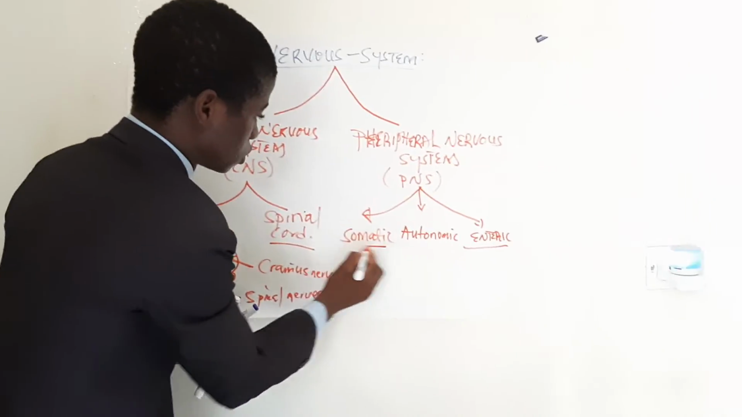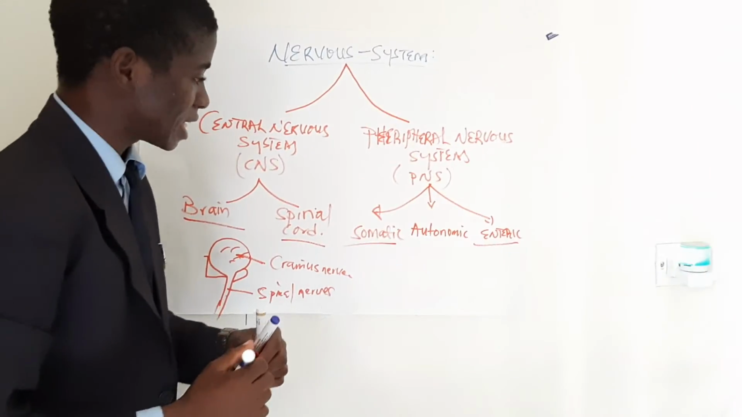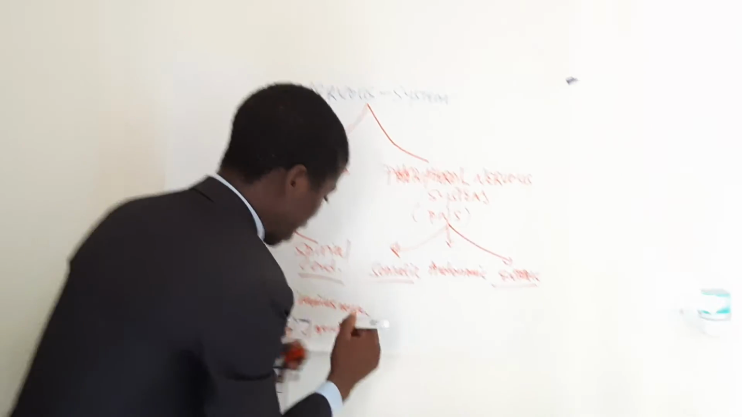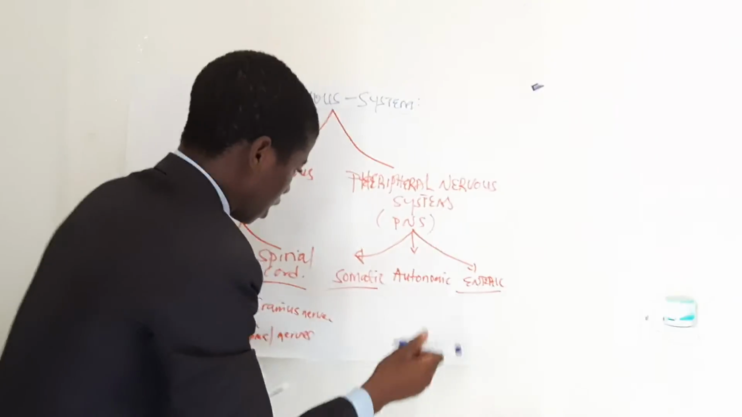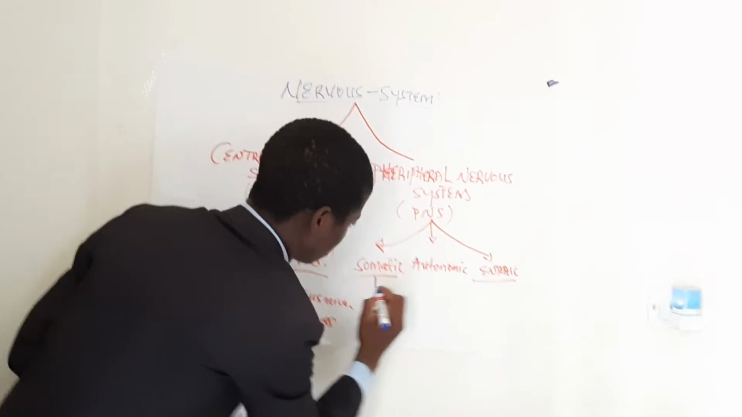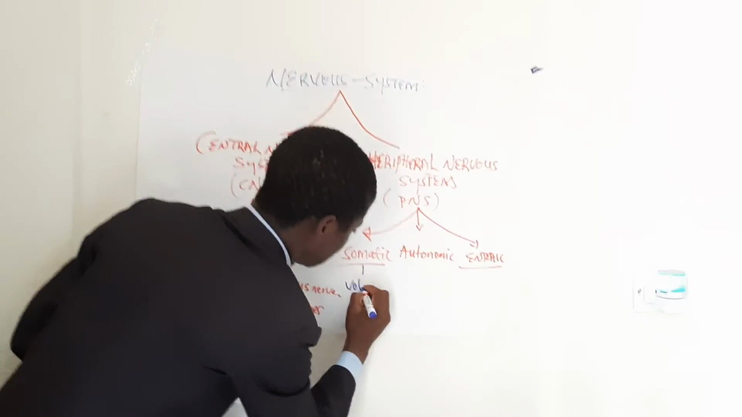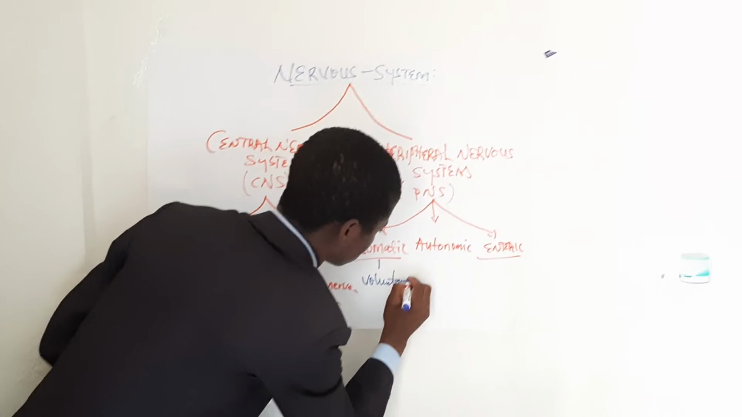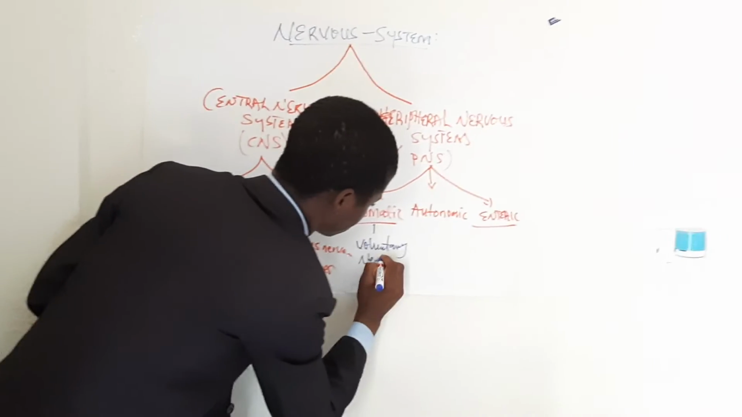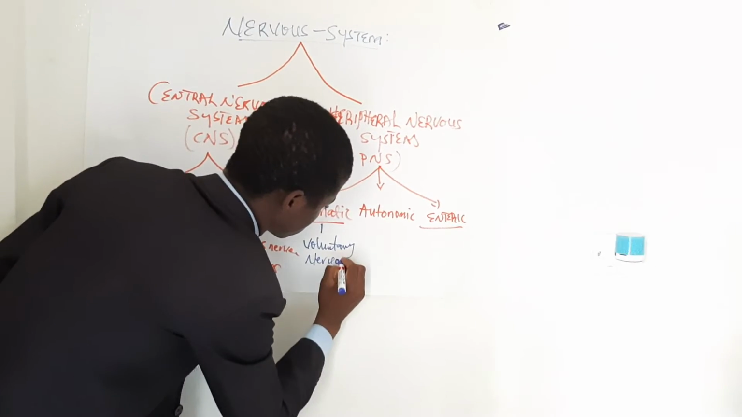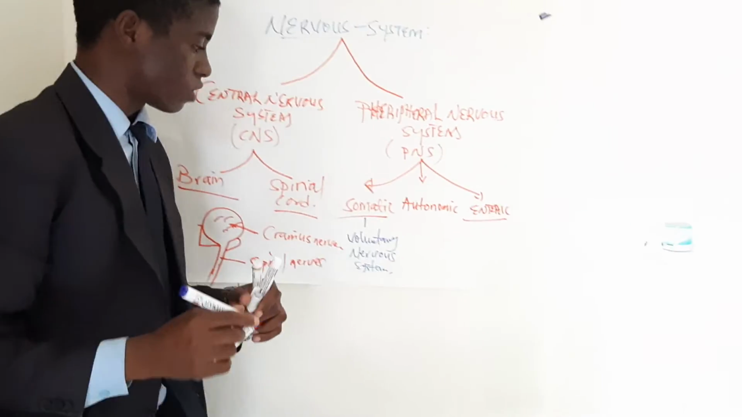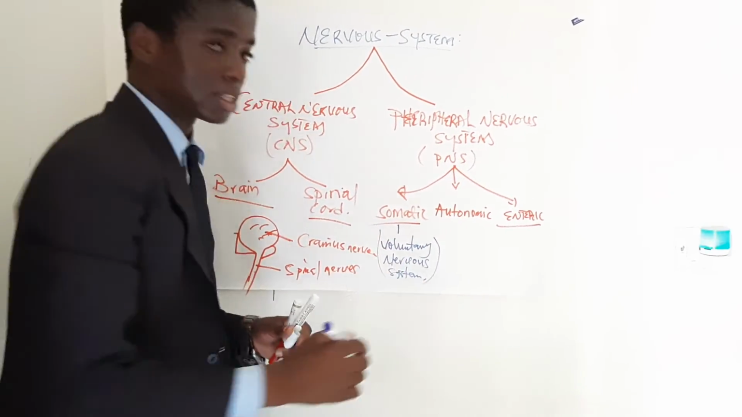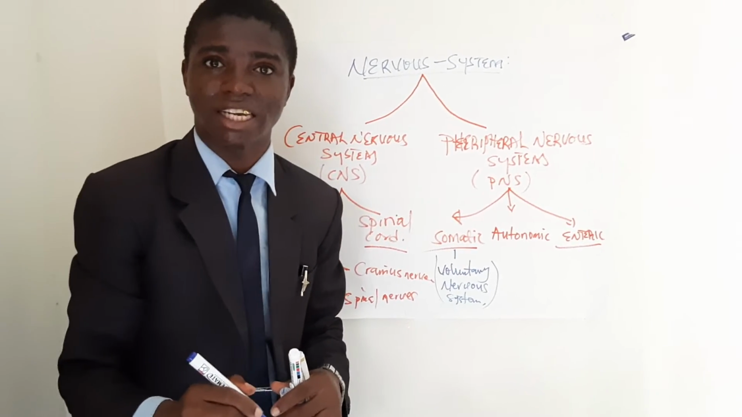Also, let's come back to the somatic nervous system. The somatic nervous system is also known as the voluntary nervous system. Why is it called the voluntary nervous system? Because it deals with voluntary action in the body.